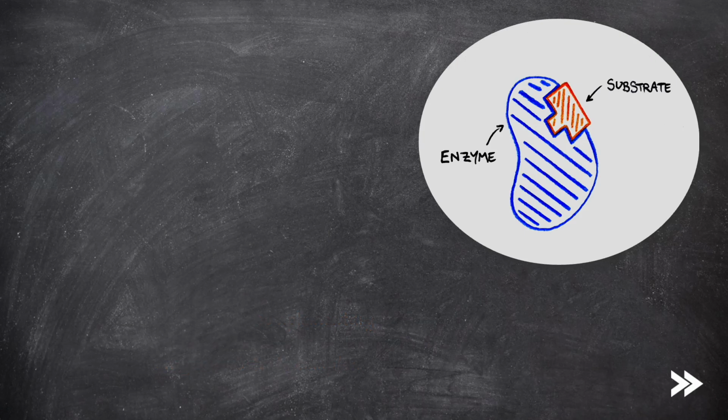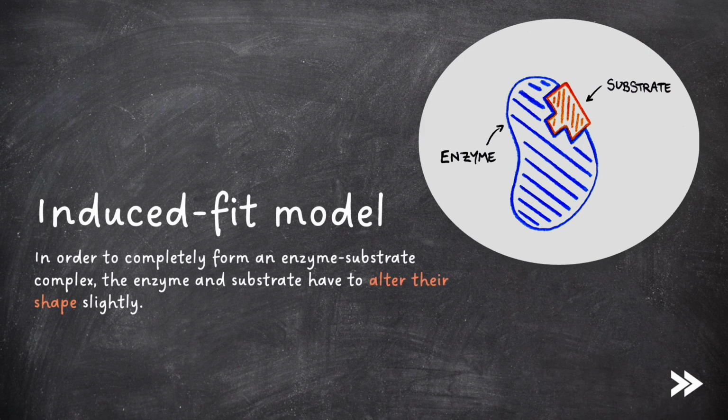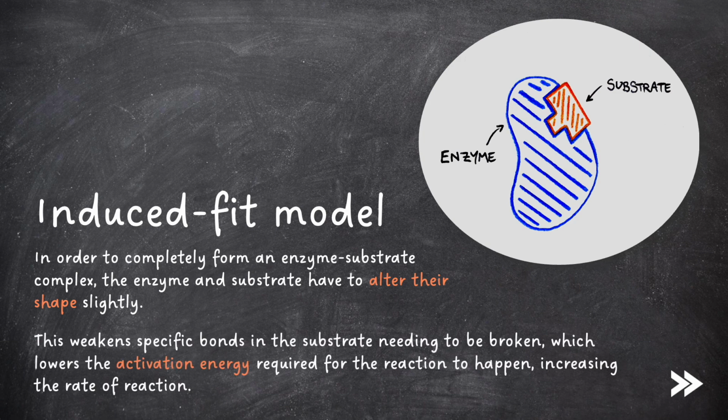At A-level, we have to learn the induced-fit model, which proposes that in order to completely form an enzyme-substrate complex, the enzyme and substrate have to alter their shape slightly. This weakens specific bonds in the substrate needing to be broken, which lowers the activation energy required for the reaction to happen, increasing the rate of reaction. Next, we'll have a look at the effect of a few factors upon the rate of enzyme-controlled reactions.